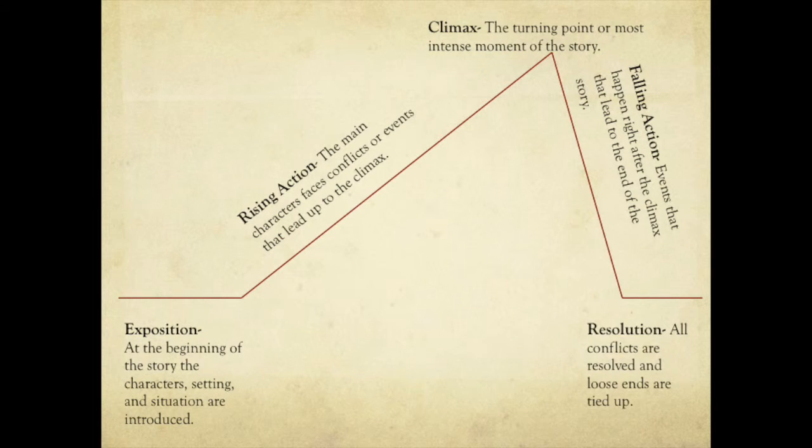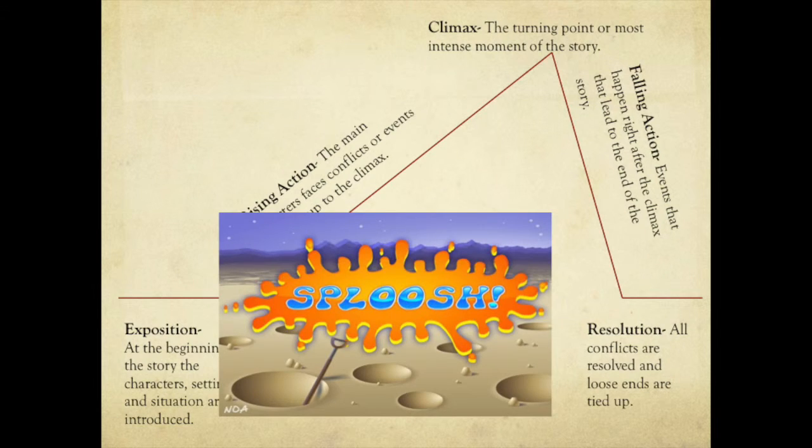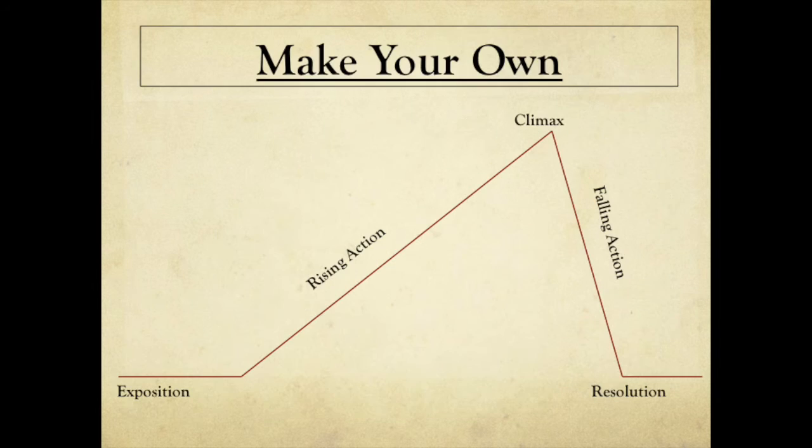The fifth and final element of plot development is the resolution. This is where all conflicts are resolved and loose ends are tied up. In Holes, the resolution occurs after Stanley returns home to find that his father has invented a promising new product called Sploosh. Stanley also opens the treasure and finds millions of dollars. Stanley and Zero become rich, and Zero, at the end of the story, finds his parents.